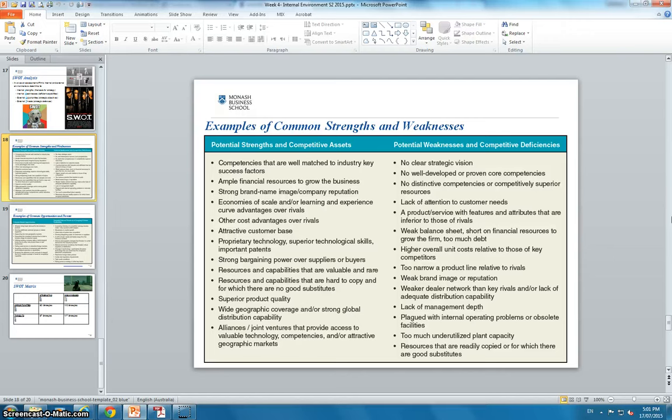If we look over the slide here, I'm not going to go through all of these in a lot of detail. You can certainly do that in your own time as you look over the slides. But we have some good common examples here of strengths and weaknesses. So obviously things like the brand name is really important. If you've got a strong brand name, that will be certainly a strength.